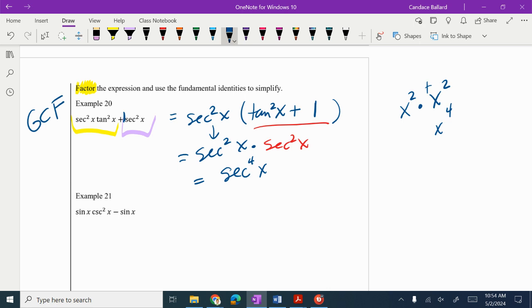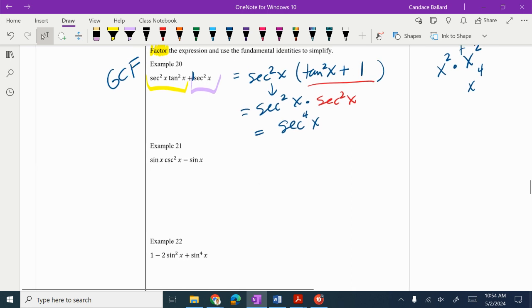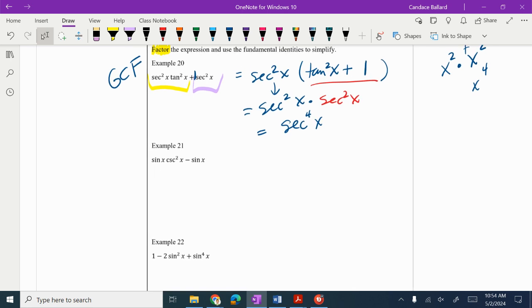Okay. Example 21 is pretty similar to example 20. I changed the trig identity just a little bit, but it acts kind of the same way. I want everybody to go through and try 21. Look for your greatest common factor, pull it out, and then look for a Pythagorean identity you can replace with. Okay, I'm going to give you a minute. Everybody try it.